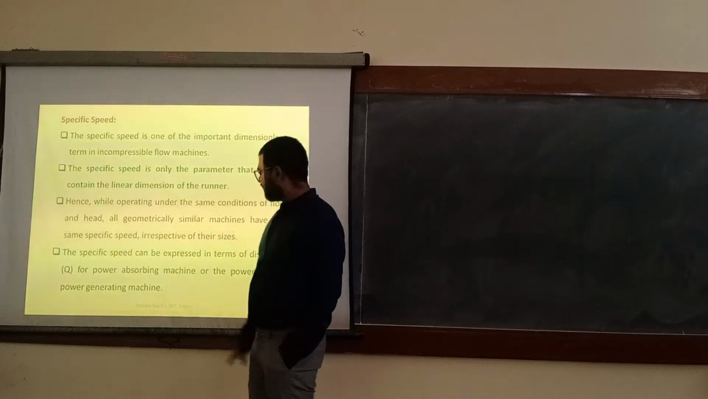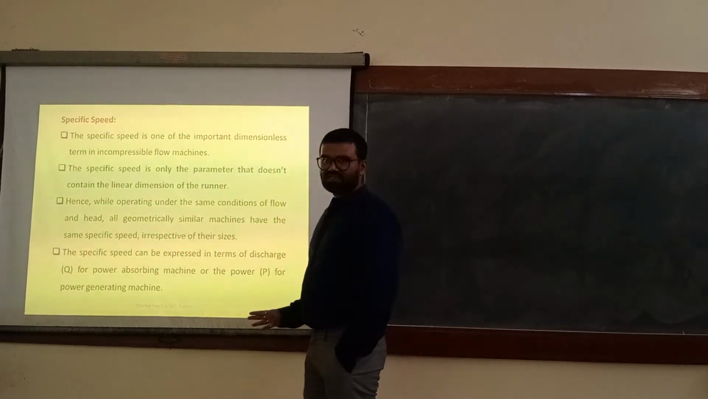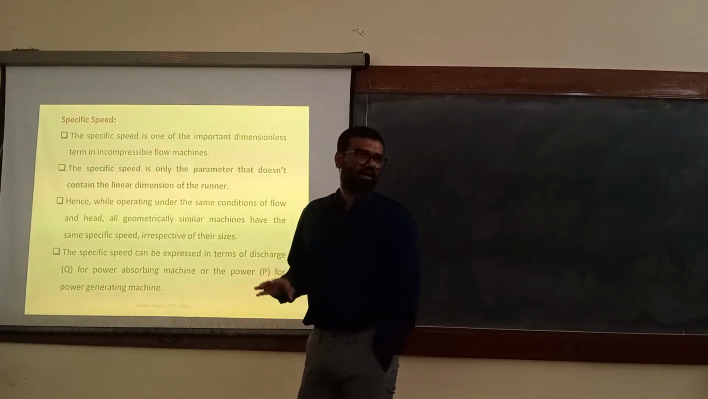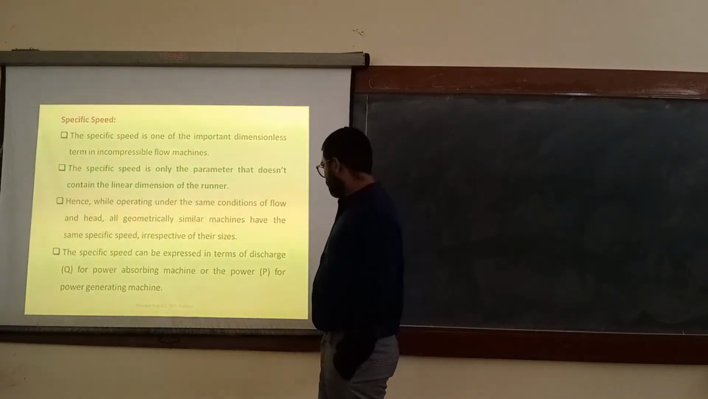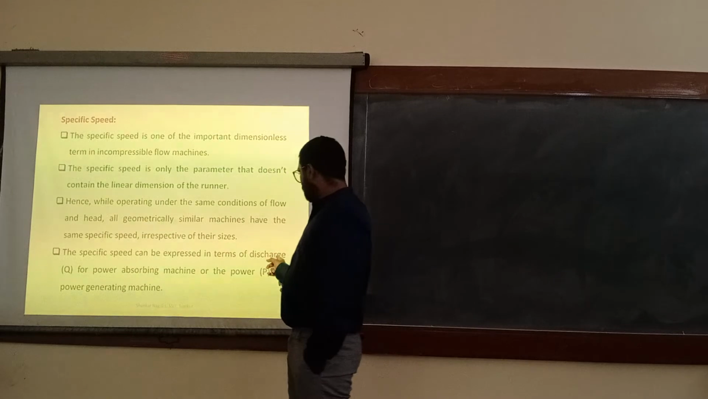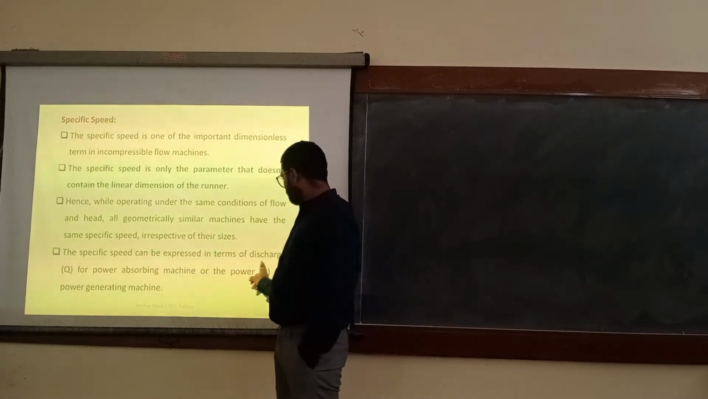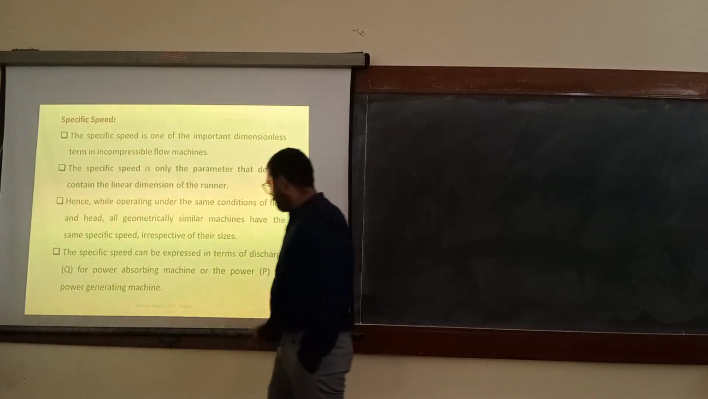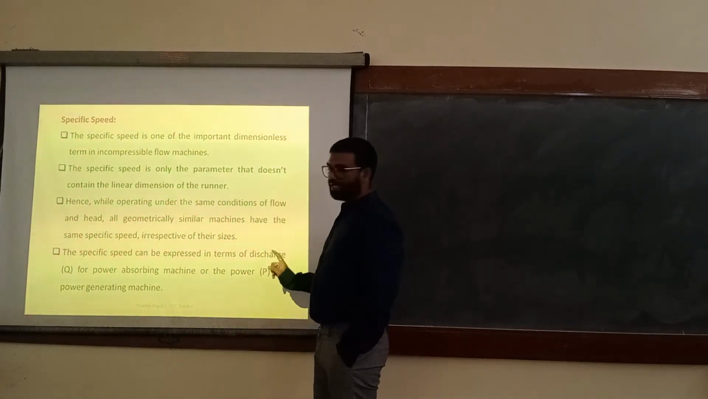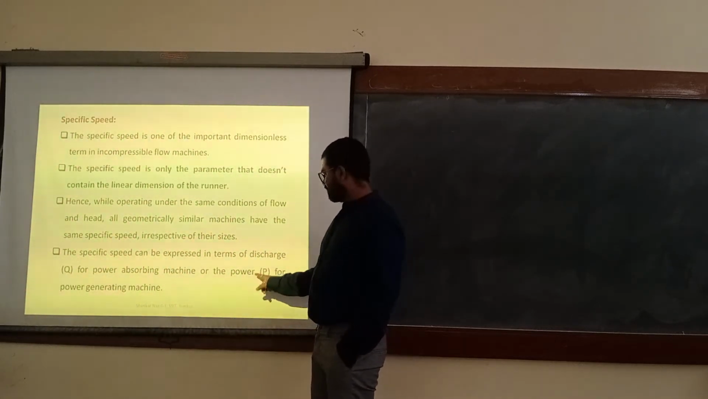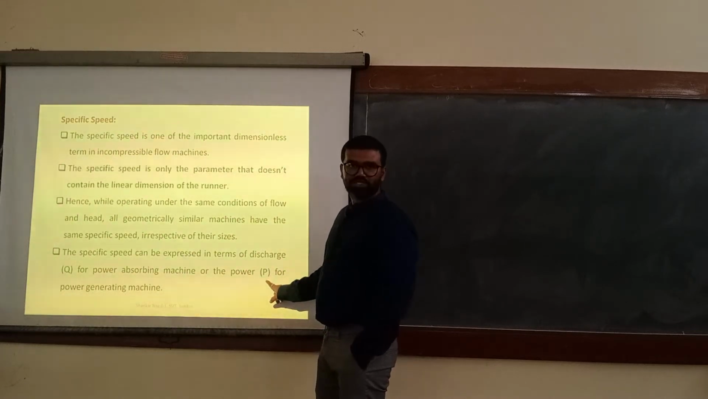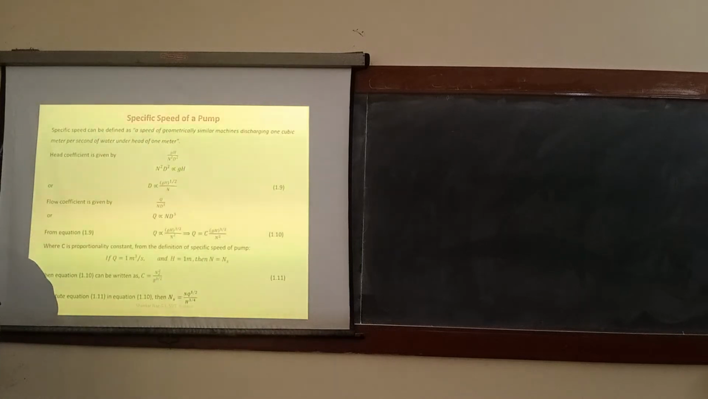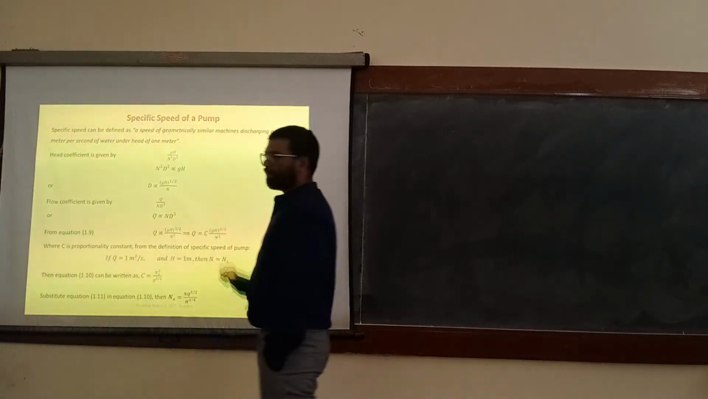The specific speed is expressed in different terms for power generating turbo machines and power absorbing turbo machines. For power absorbing turbo machines, the specific speed is mainly expressed in terms of Q, that is discharge. For power generating turbo machines like turbines, the specific speed is expressed in terms of P. Now we will discuss the specific speed of a pump.